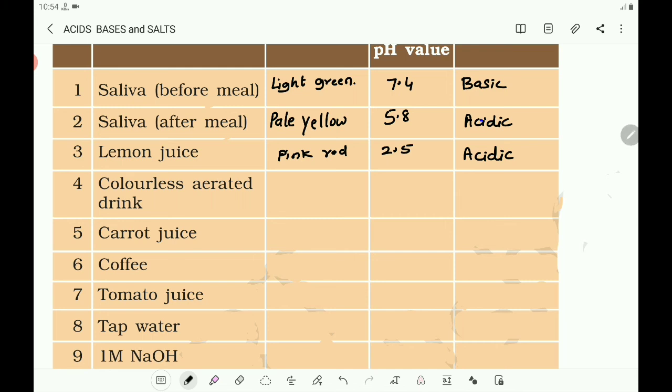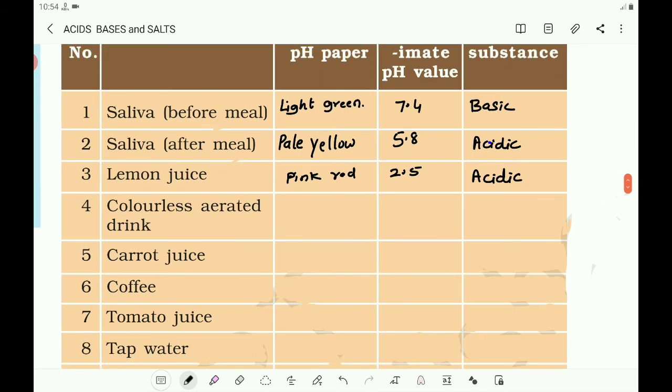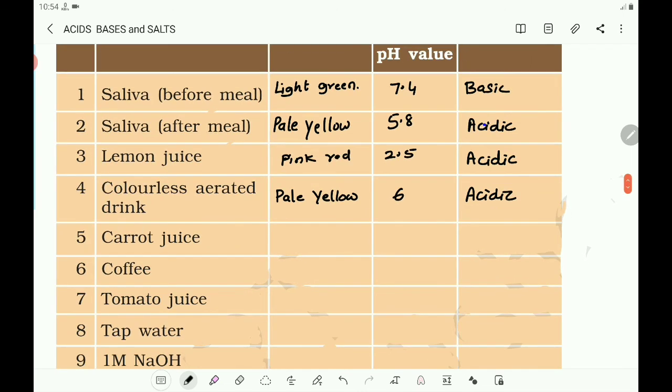What is the color of the pH paper in colorless aerated drink? That is pale yellow. Then the approximate value of pH is 6. As it is less than 7, you can conclude it is acidic in nature. Colorless aerated drink is acidic in nature.